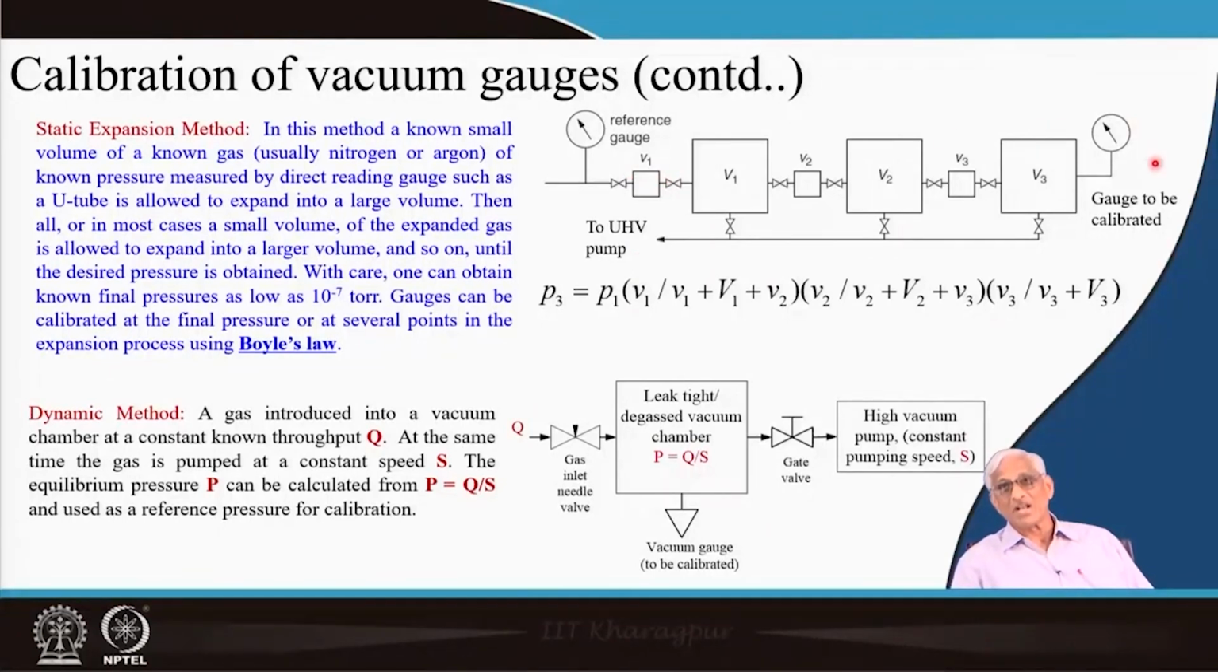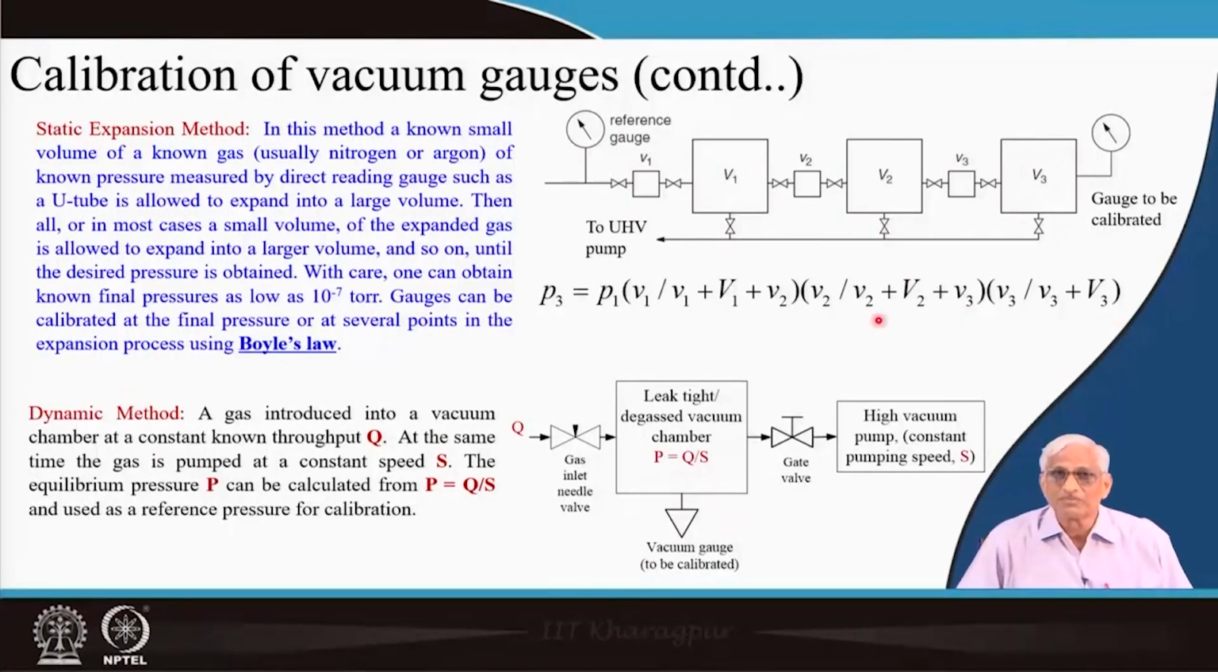Then you will get a final unknown pressure, but calculable known pressure, which can be used to calibrate the gauge using simple Boyle's law. So, you can read all this and you can go up to 10 power minus 7, minus 8 or like that. This is one method of calibration. Okay. Because of lack of time, I will not be able to explain beyond that.